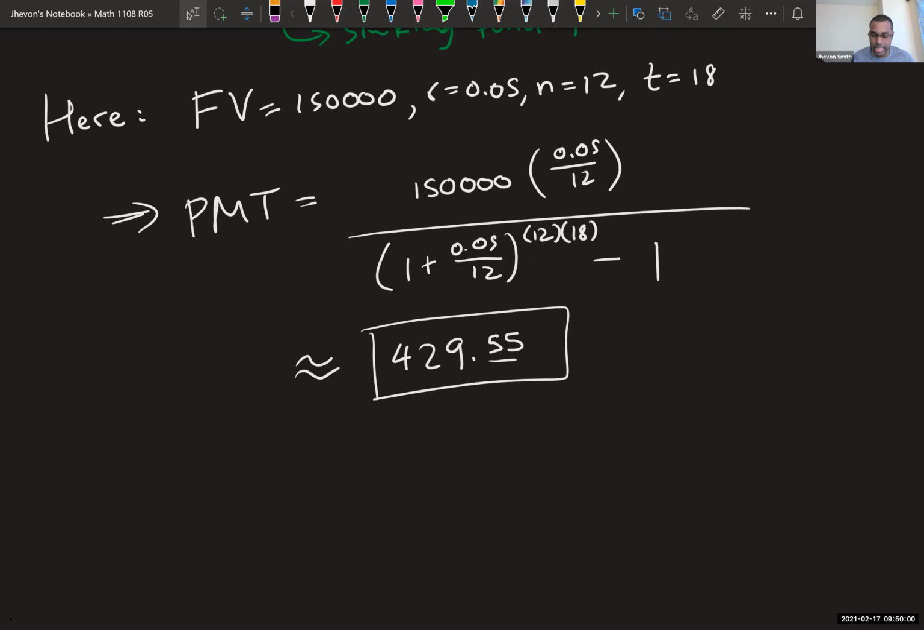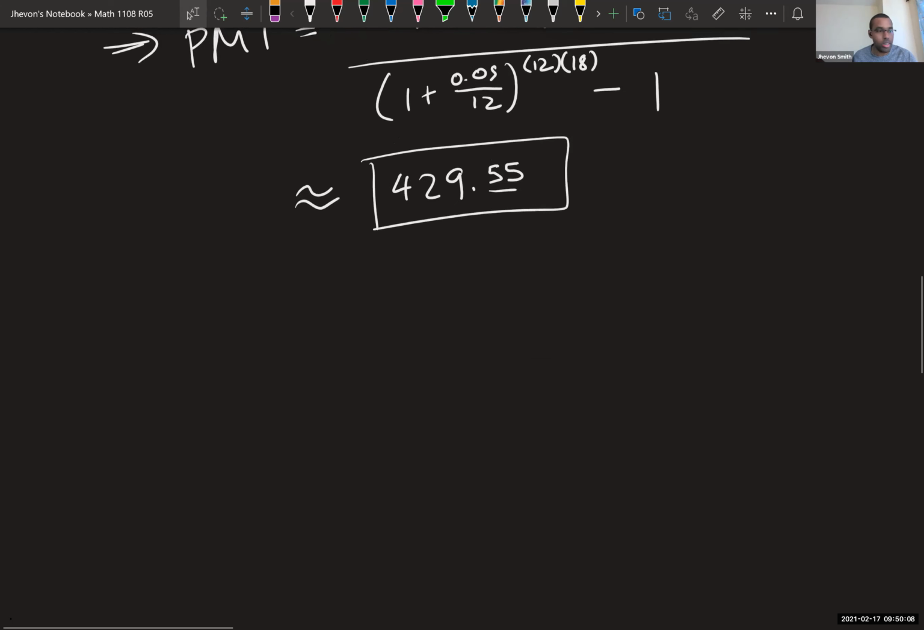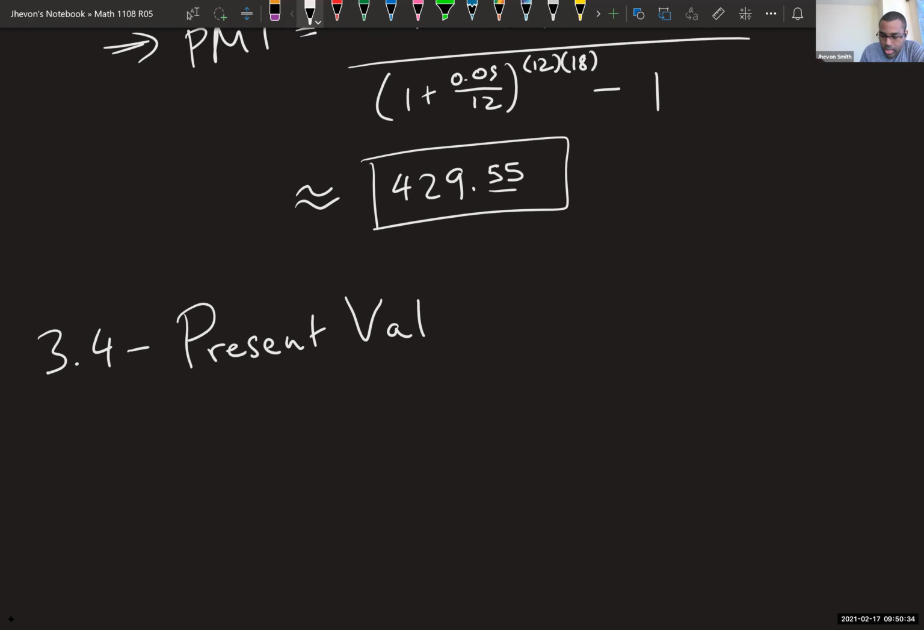Let's continue. So that was the last example in 3.3. We're now going to start the last section in chapter 3. Ultimately, we're going to do 2 examples, and then I will leave you with 2 examples to do for next time. So let's do that. 3.4. We're going to talk now about present value of annuities. We spoke about future value of annuities.